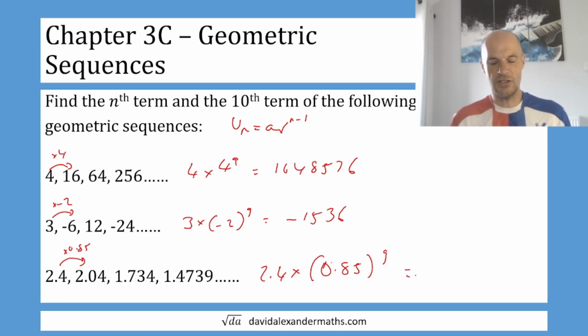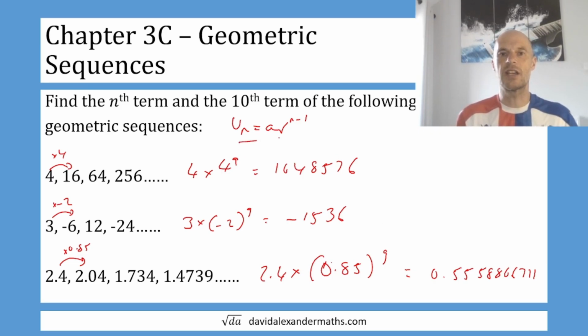Okay, so all we need to do is 2.4 multiplied by 0.85 to the power of 9, and we are getting something fairly hideous actually, 0.5558806711. Anyway, the answers themselves are fairly irrelevant. You can just see how we are using this formula. So remember, the nth term of a geometric sequence is ar to the power of n minus 1.